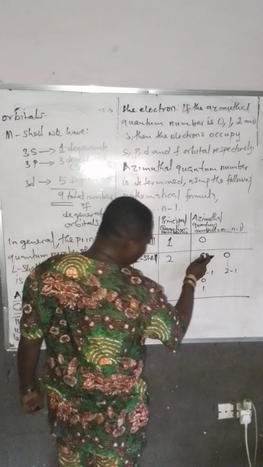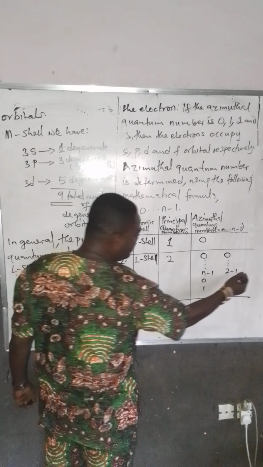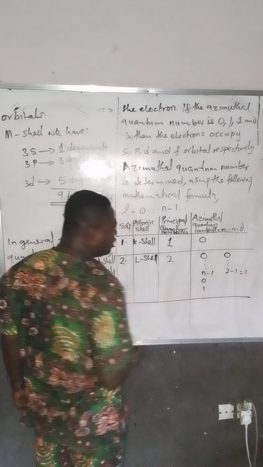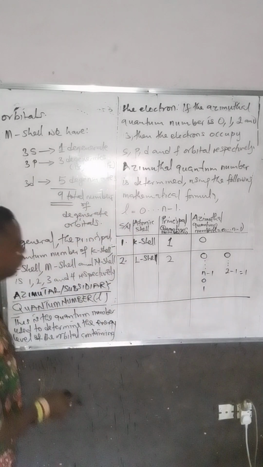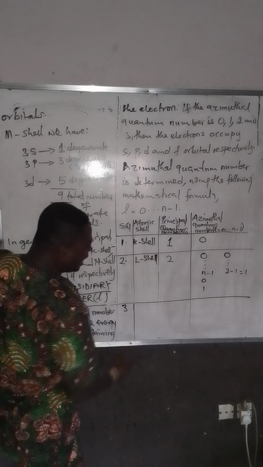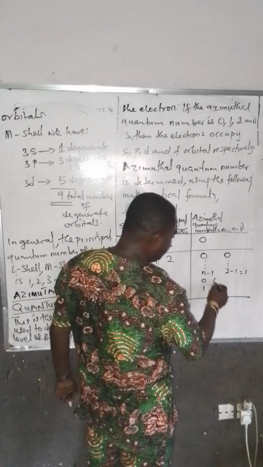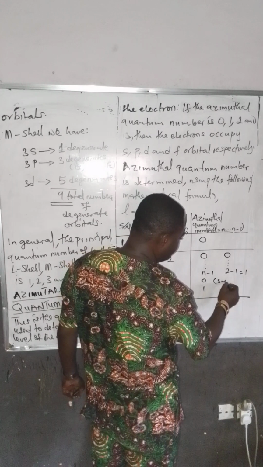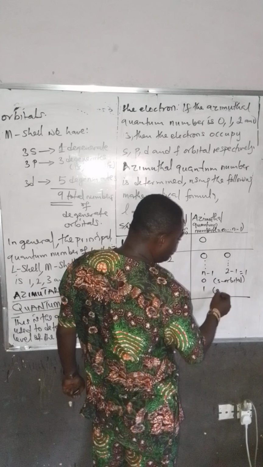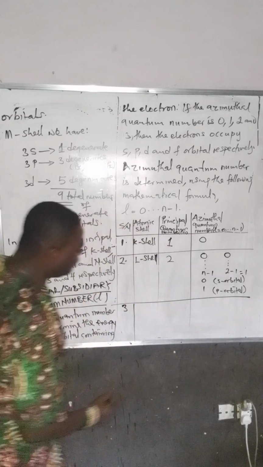So this 0 is this 0, and 2 minus 1 is 1. So 0 and 1 is the azimuthal quantum number. Then number 3. As we are getting 0, it belongs to the S orbital. As we are getting 1, it belongs to the P orbital. So take note of that.